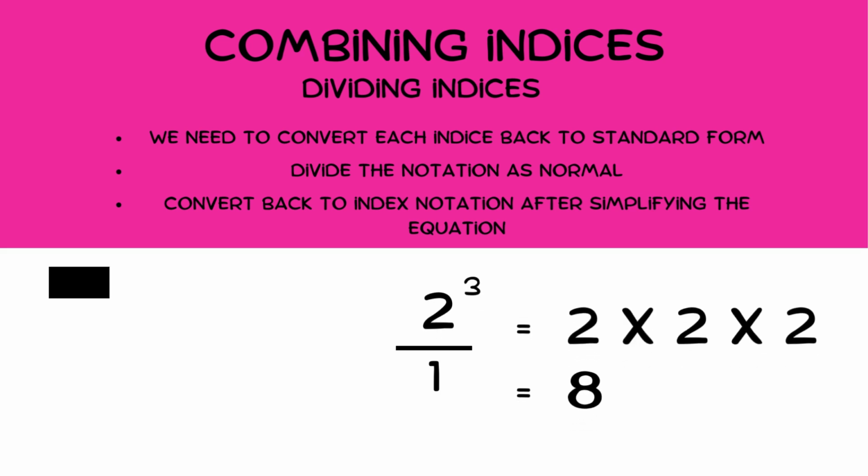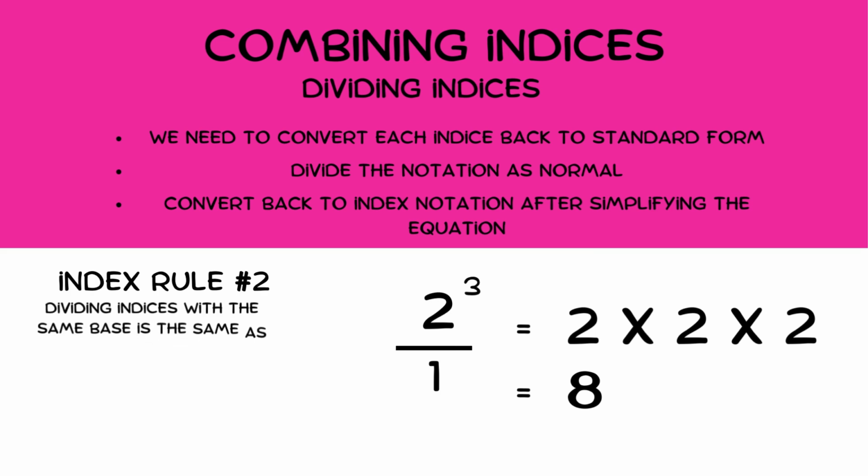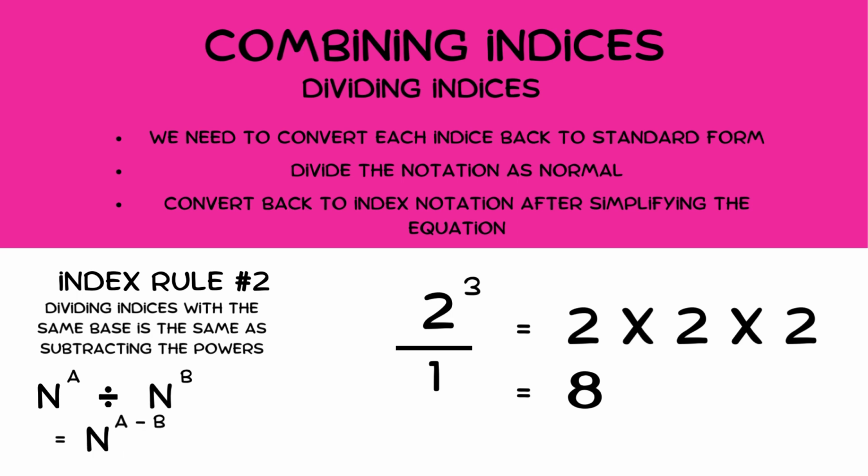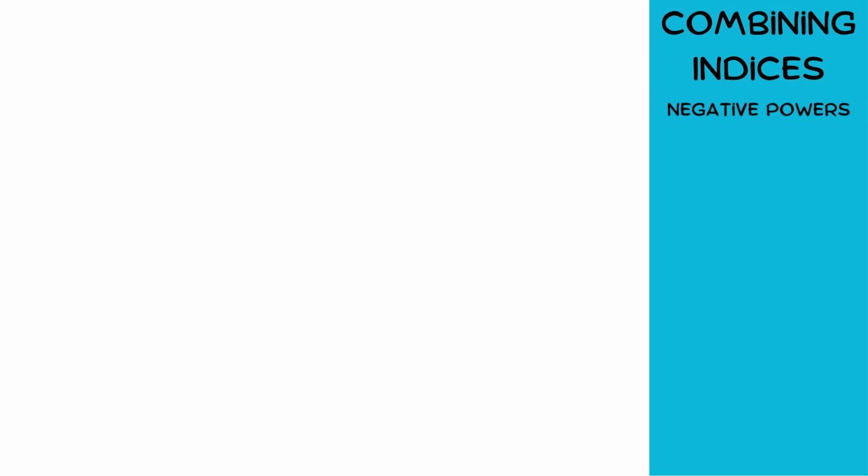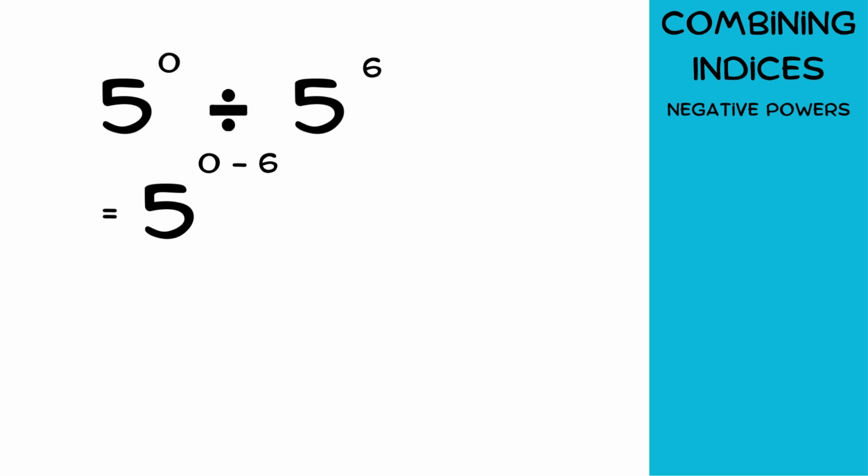Again, what we notice is that when we divide indices with the same base, we are subtracting the powers from each other. So as a rule, n to the power of a divided by n to the power of b is n to the power of a minus b. Similarly, let's say we wanted to work out 5 to the power of 0 divided by 5 to the power of 6. From the previous rule, we would just subtract the powers from each other, leaving us with 5 to the power of negative 6.